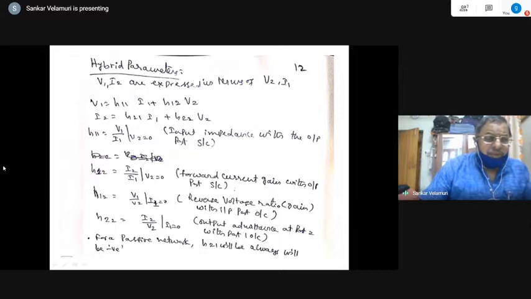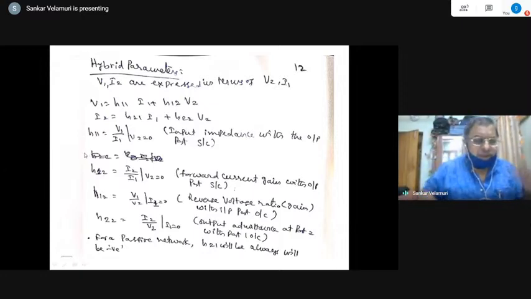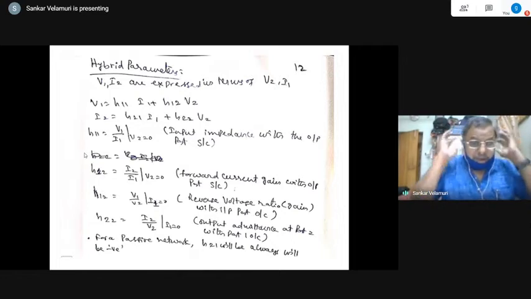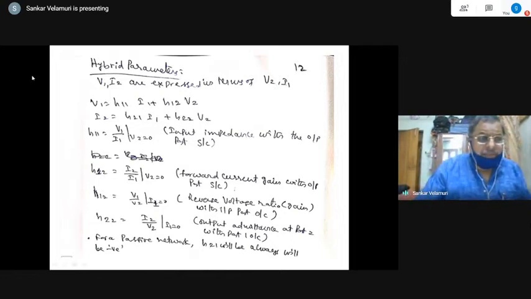As I said, there is again a definite relationship between all types of parameters. You can refer to any textbook, which has a big 6x6 matrix for getting the interrelationship. You don't have to memorize them, but you have to follow systematically from the transformation of these things. Anyway, H11 is equal to V1 by I1 when V2 equal to 0. So this is known as the input impedance with port 2 shorted, that is, the output port is short circuited.